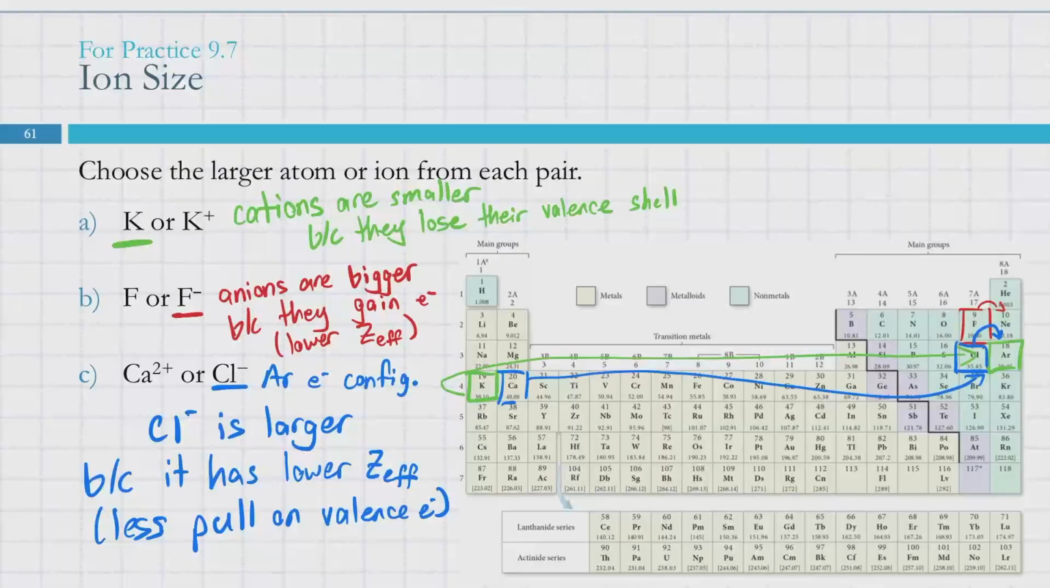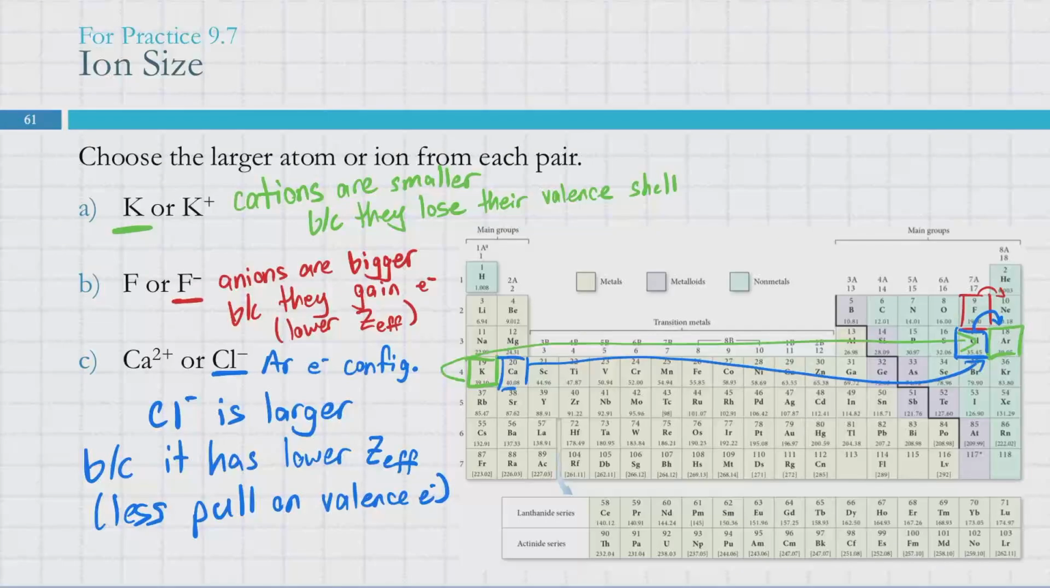The other way that you could think about it is that more protons means a smaller ion, and so calcium would be smaller. That makes chloride bigger. Questions about any of those?